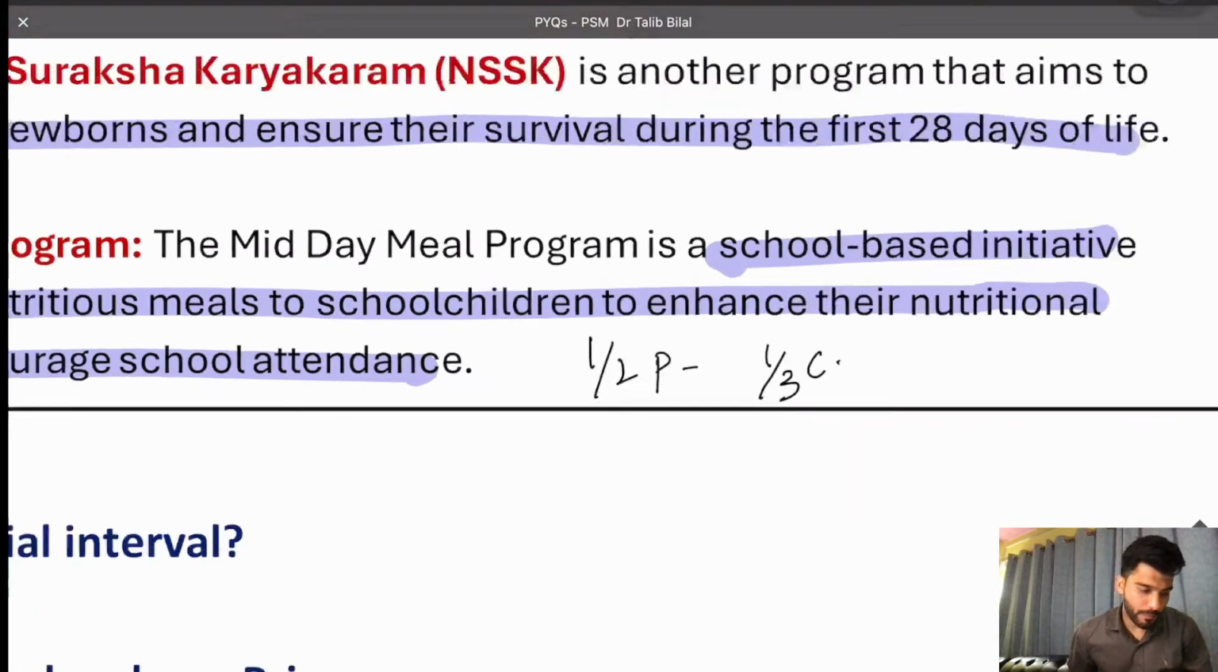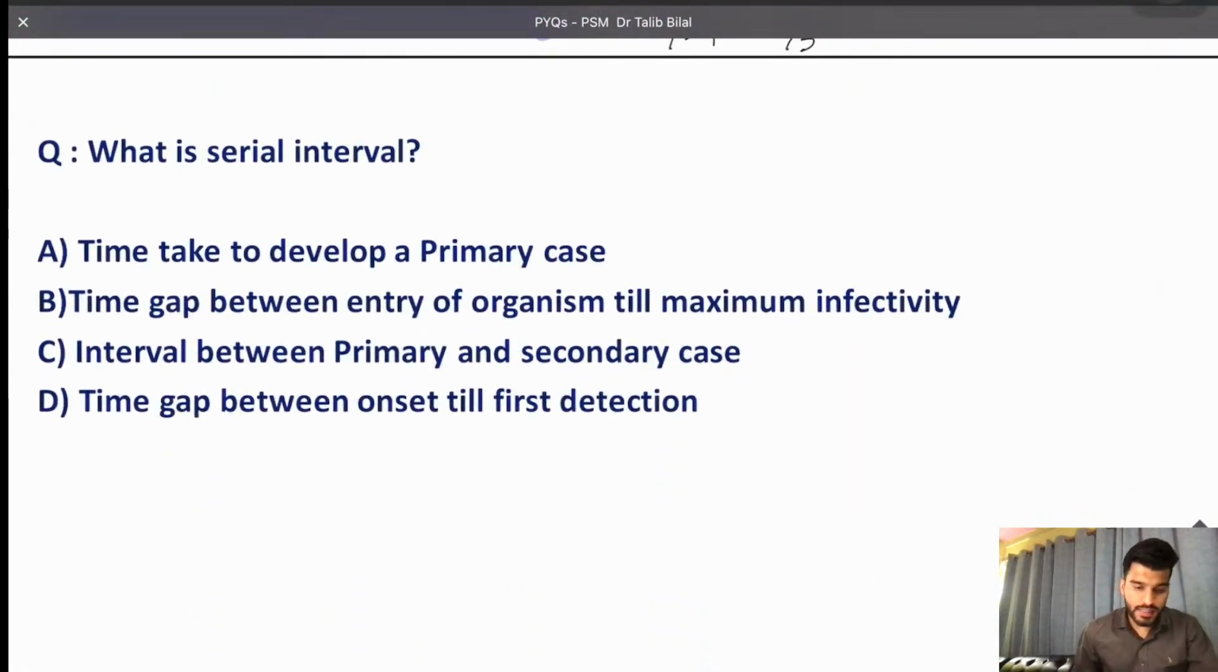Let's move to the next question. What is a serial interval? It's the time to develop a primary case. It is a time gap between the entry of an organism till maximum infectivity. It's an interval between the primary and secondary case, or a time gap between onset till first detection. So what is the answer for this question, guys? Again, an easy question, I discussed it in our main class notes. It's a time interval between primary and secondary case.